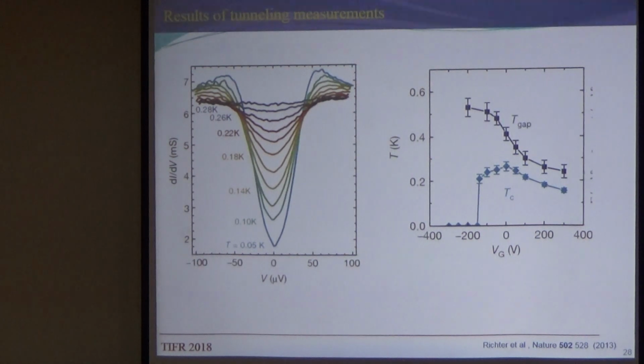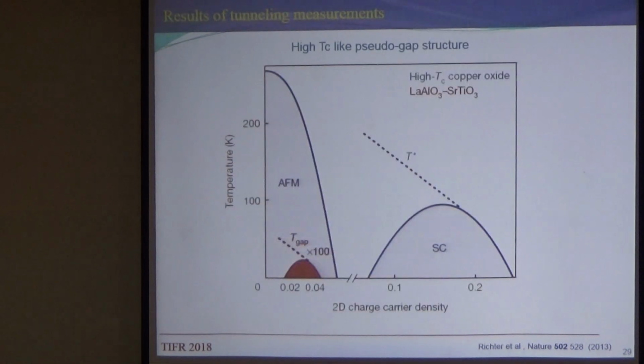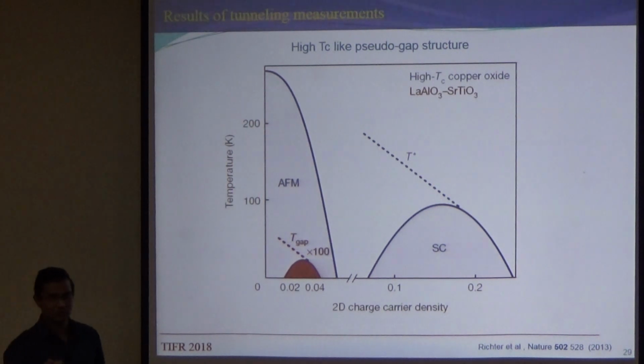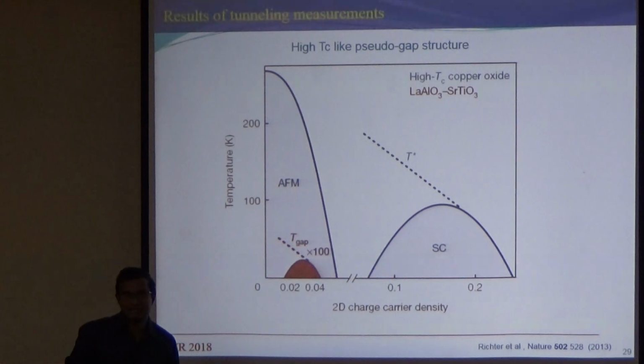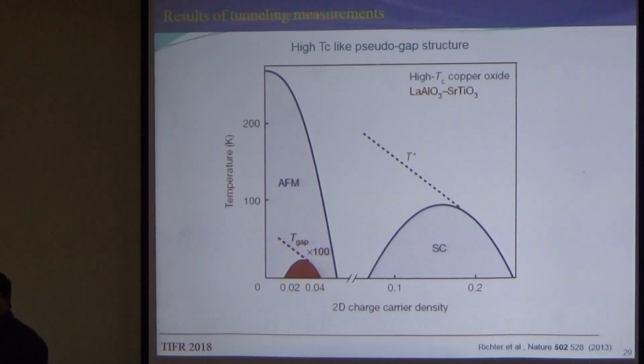You can look at, of course, dI/dV, you see a pseudogap. The pseudogap temperature, at least in this low doping region, is much higher than the transition temperature, and there are some similarities between these high Tc copper oxides and the lanthanum aluminate, which are both plotted together. So this is a phase diagram of the high Tc, and this is that of the STO. Of course, the energy scales and number scales in the LAO-STO oxide system are much smaller, but still it's a much simpler system to study, and that's what got us excited and interested in this material.